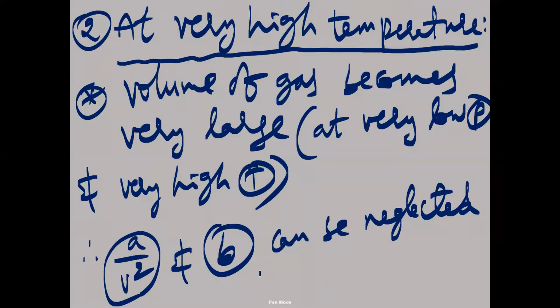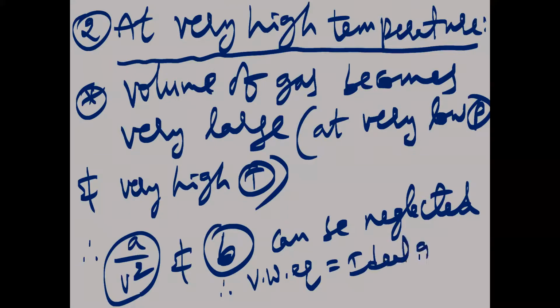Therefore, the van der Waals equation becomes the ideal gas equation again, which is PV is equal to RT. So what is the ideal gas equation for 1 mole? PV is equal to RT. So PV is equal to RT is both the van der Waals equation and the ideal gas equation at very high temperature and very low pressure condition. Under these two conditions, all real gases behave like ideal gases. Under what conditions do real gases behave as ideal gases?